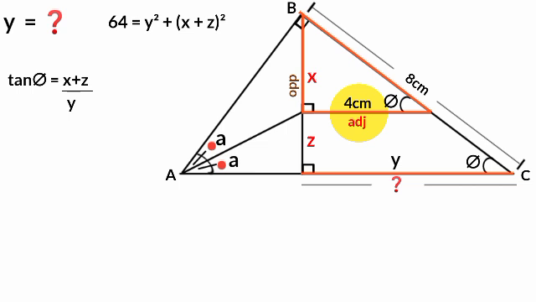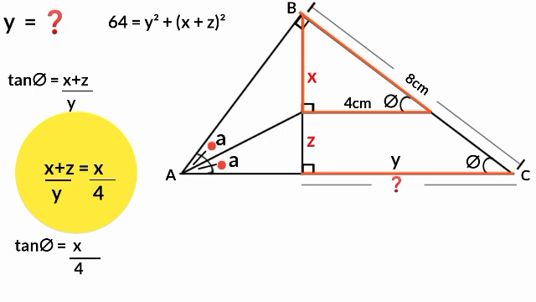Now from this triangle also, if we use SOHCAHTOA, there is the opposite and there is the adjacent. We already know that tan theta equals opposite over adjacent. Opposite is x and adjacent is 4. So tan theta equals x over 4. But here, tan theta equals (x plus z) over y. That is, (x plus z) all over y is equal to x over 4.